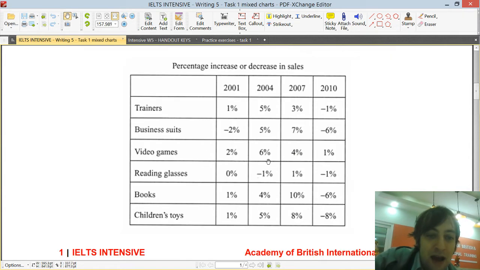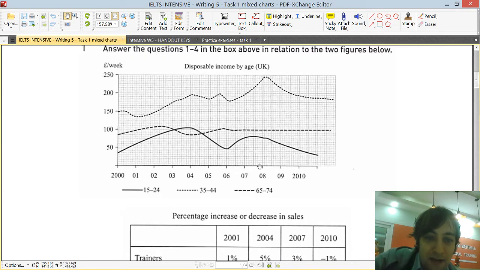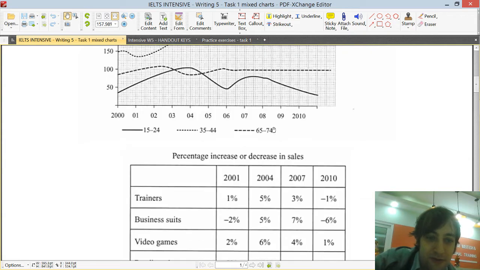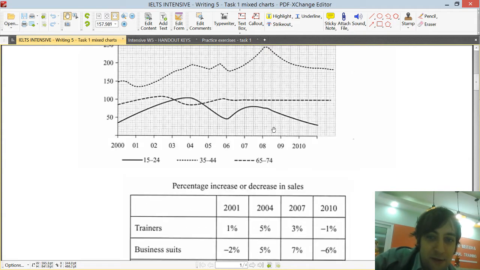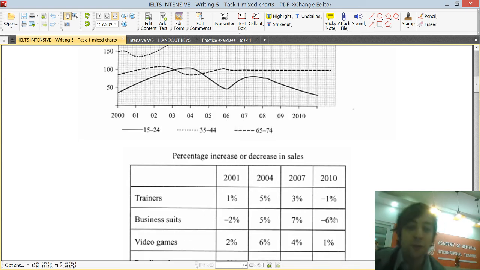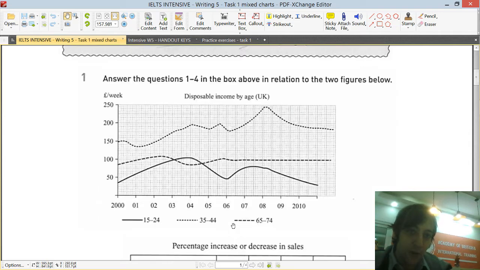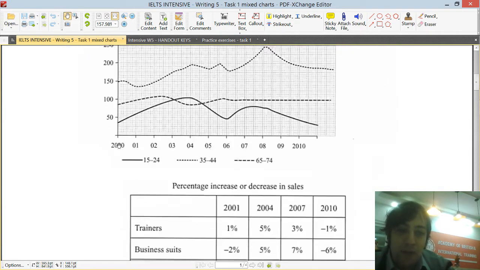Okay? Let's also have a look at the drops in sales, okay? So again, if we have a look at business suits, the lowest figures for business suits are here. 2% in 2001, where the 35 to 40-year-old age group only had a disposable income of £150 per week.